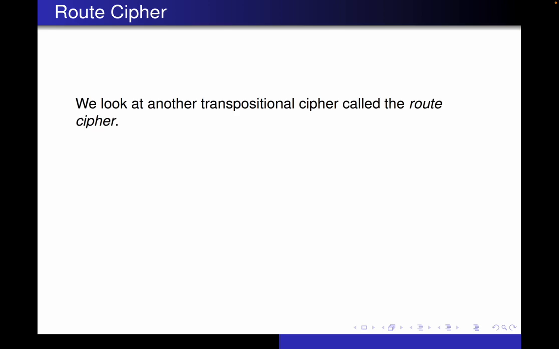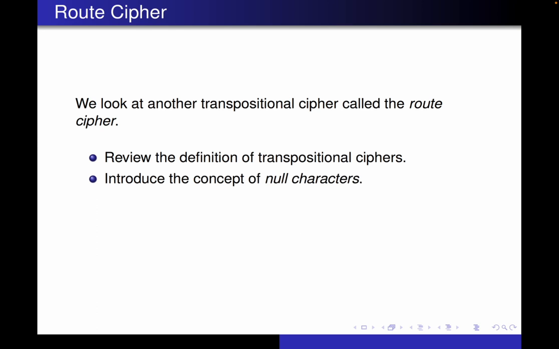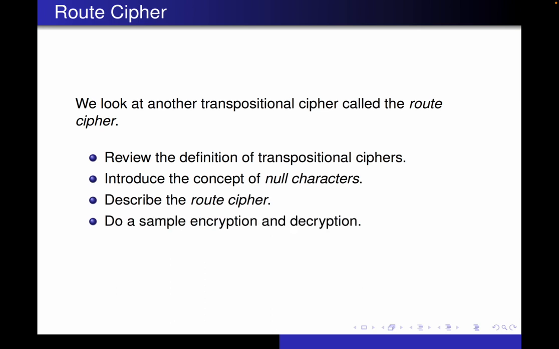We've just looked at one example of a transpositional cipher called the rail fence cipher, and now we're going to look at another example called the route cipher. So we're going to review the definition of transpositional ciphers in case you've forgotten. We will introduce the concept of null characters that are used in transpositional ciphers. And we will describe the route cipher and then finally do a sample encryption and sample decryption of the cipher.